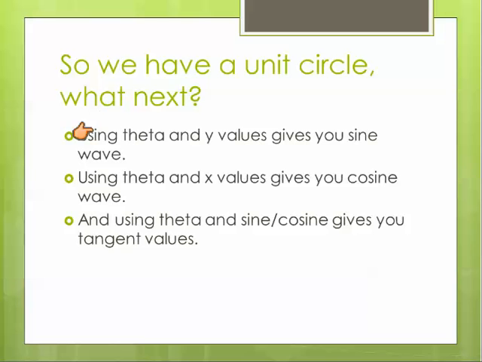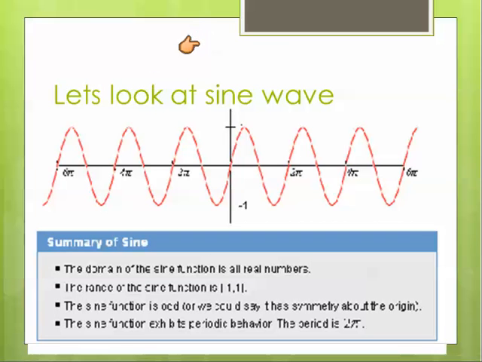So, what do we do with the unit circle? Well, using the theta that we've got and the y values, it gives you the sine wave. You use the theta and the x values, and you can get a cosine wave. You use the theta and you divide the sine by the cosine, and that gives you the tangent values. It really is very simple. If you just work at it a little bit, you can get the values in which to plot and get it to look like. Well, let's look at a sine wave.